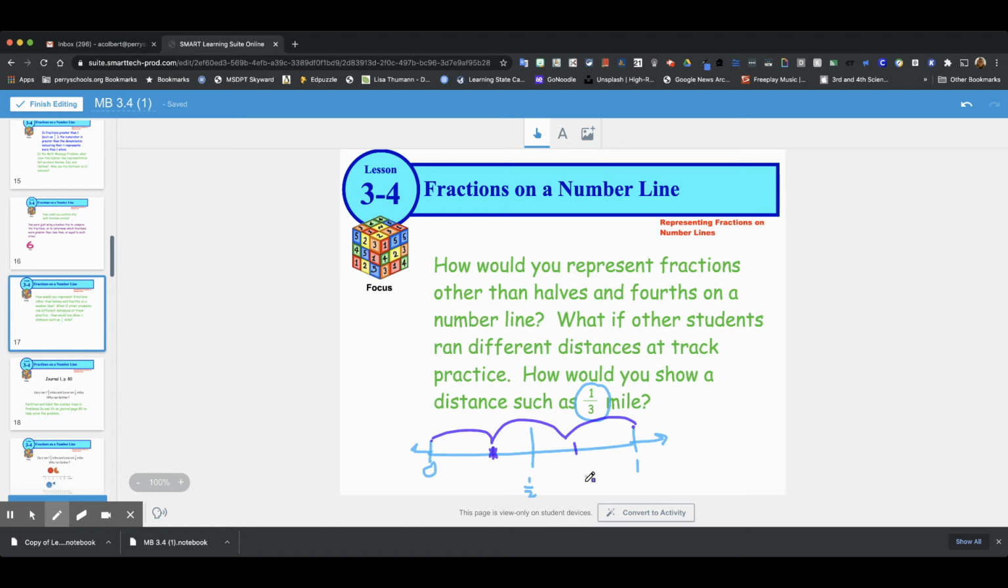So if I want to show 1/3, I would know that that would be right here. 1/3. So you can answer this. Is 1/3 greater than or less than a half? Well, look at your number line right there. It's less than a half.